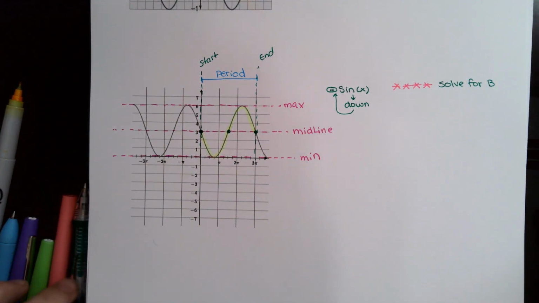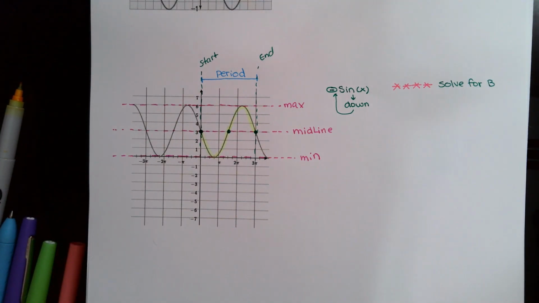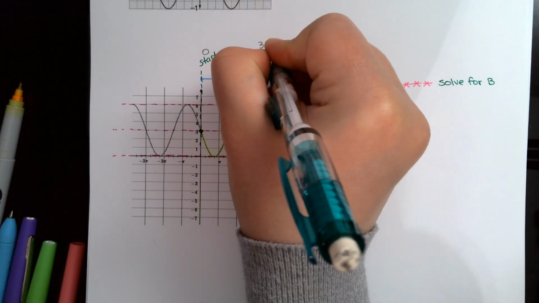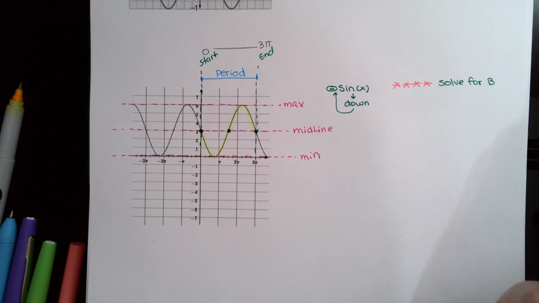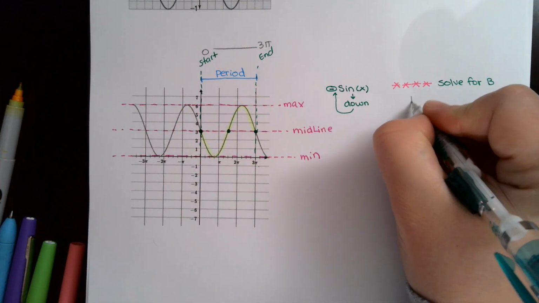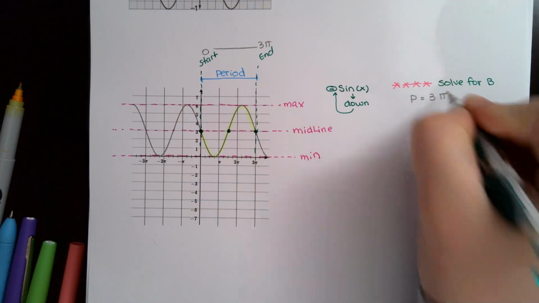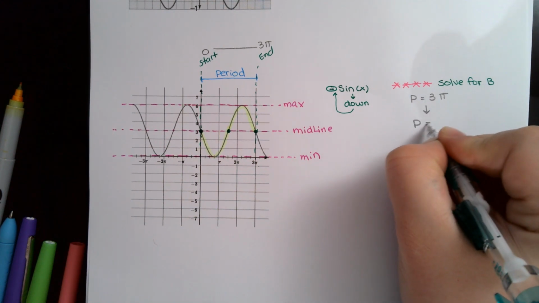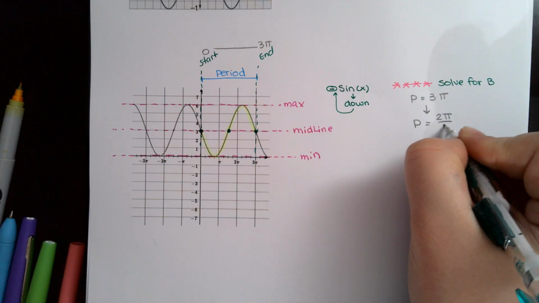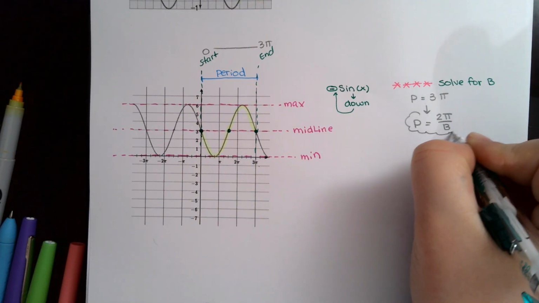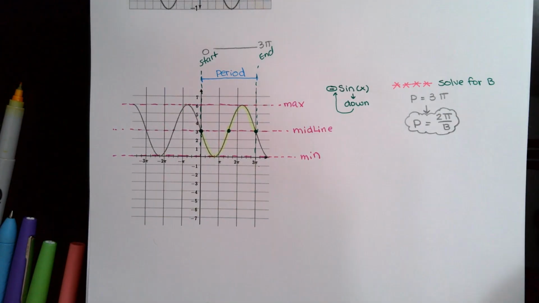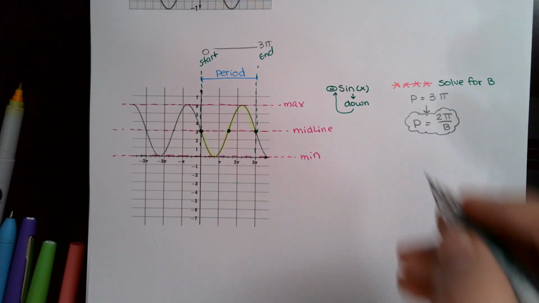So when you're solving for b, let's calculate what the period is. Now, I got lucky. I did start at 0 and I ended at 3 pi. So what is the distance? Well, 3 pi. So period is 3 pi, and the formula you're using is period is equal to 2 pi over b. This is the formula that we used for graphing.